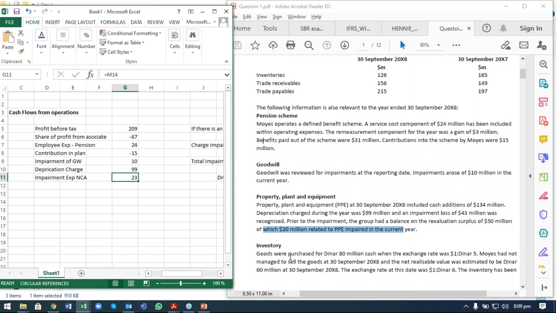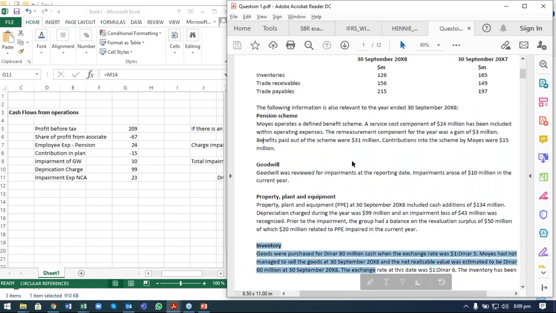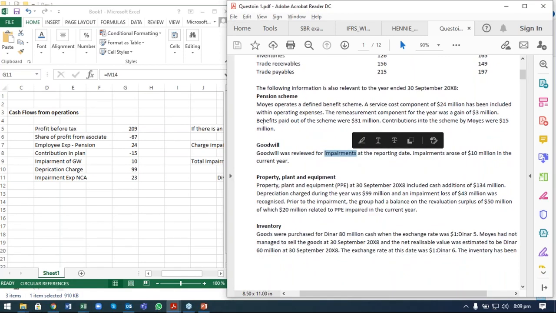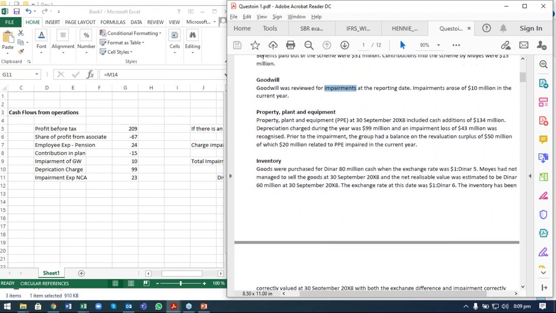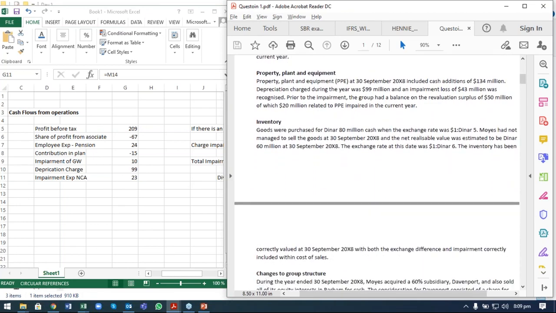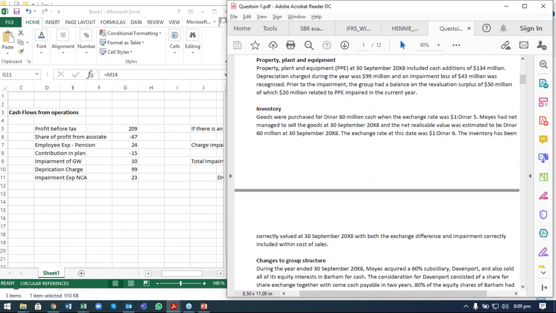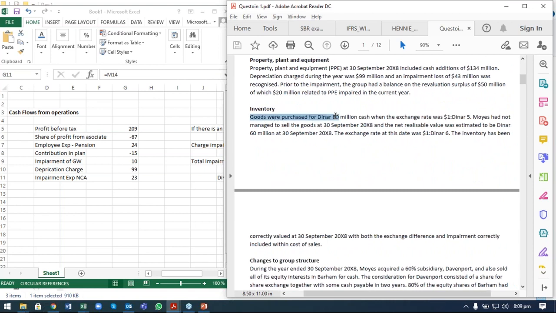Now, another portion of our question is your inventory. And this is, by the way, a complicated aspect, and you need to be very, very careful when you're looking into the impairment of an inventory. Goods were purchased for dinar 80 million of cash when the exchange rate was $1 to $5. Moyos had not managed to sell the goods at 30th September 2008, and the net realizable value was estimated to be dinar 60 million by 30th September.